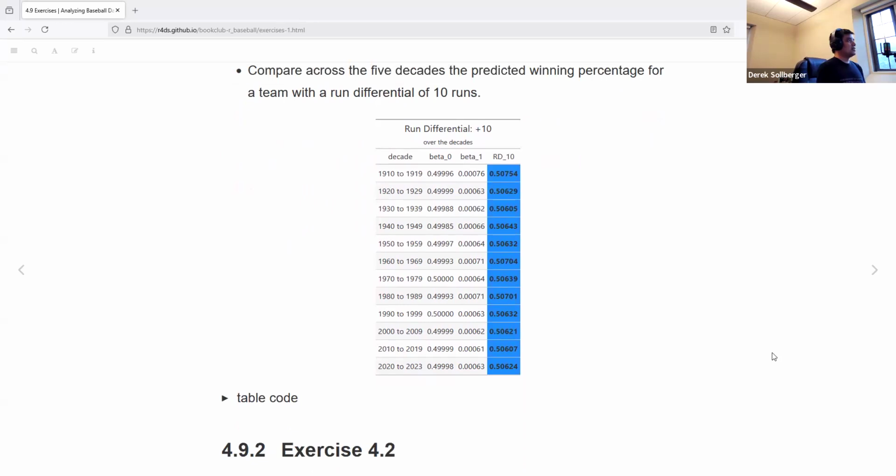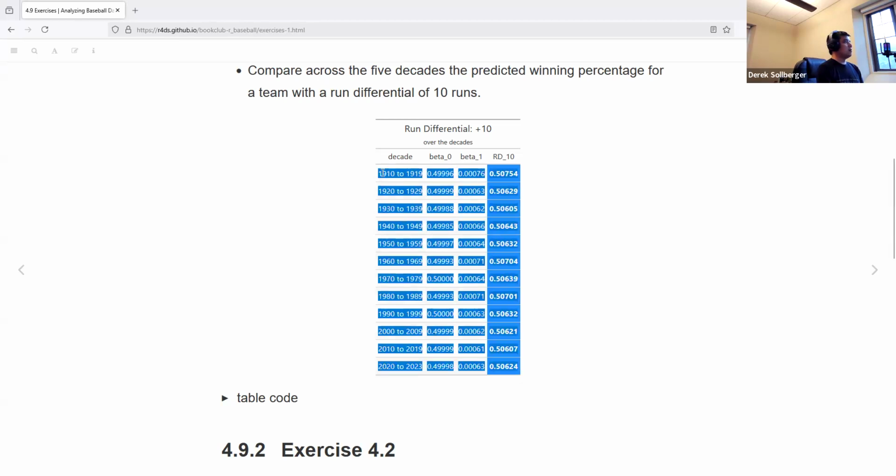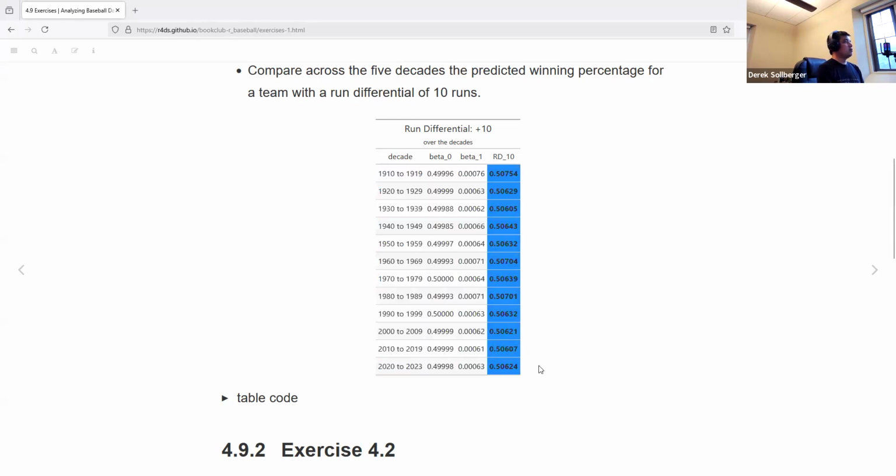So plugging in a run differential of 10 runs into the linear model for each decade yielded about a 50.6 win percentage, which is actually reassuring. That means that the models that we are employing here in the early sabermetrics are also applying, at least from my exploration here, over the past 100 years or so.